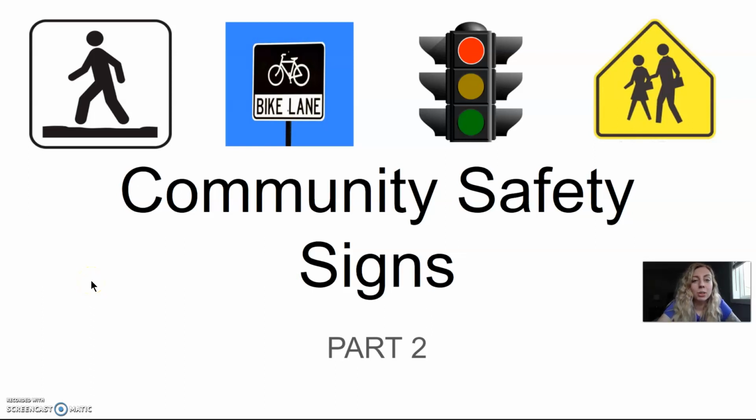Hello, this is part 2 of talking about community signs. Today we are going to be talking about the walk sign, the bike lane sign, the red light sign, and a school zone sign. Okay?